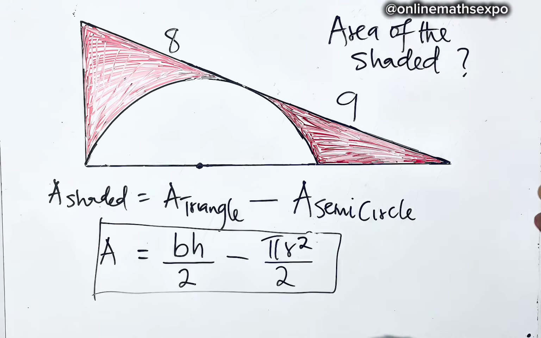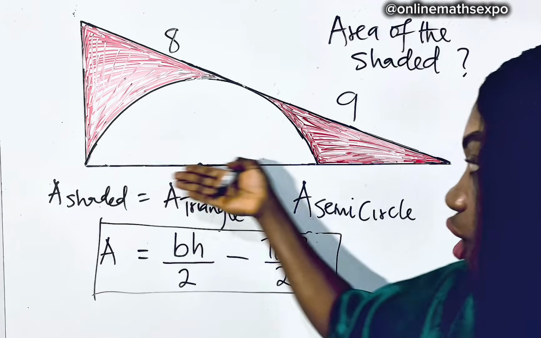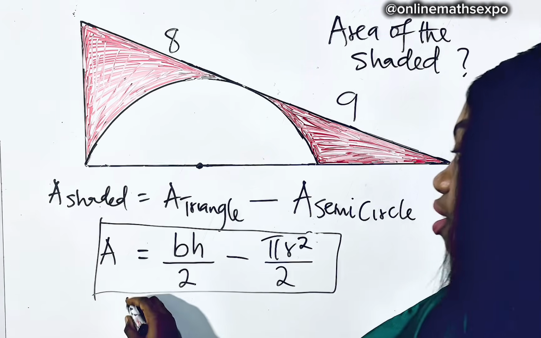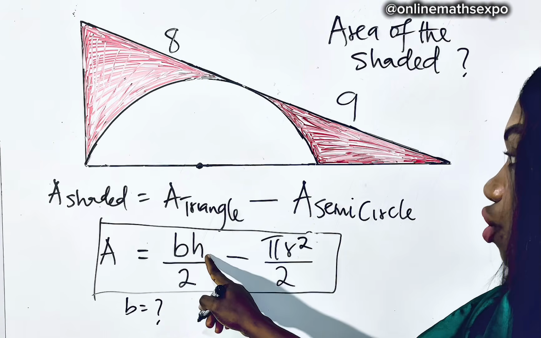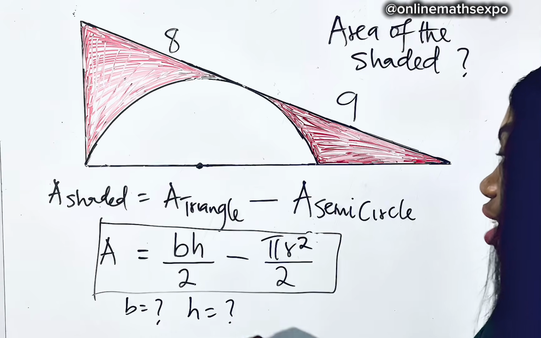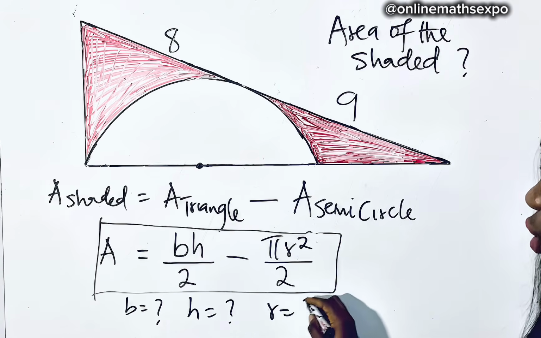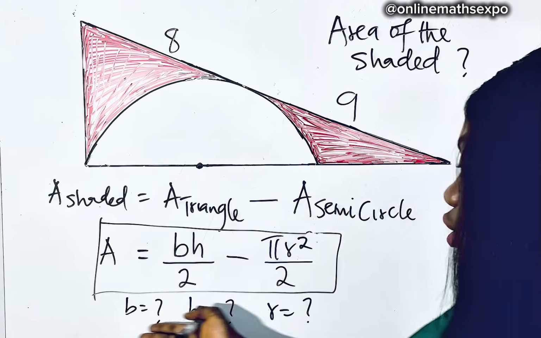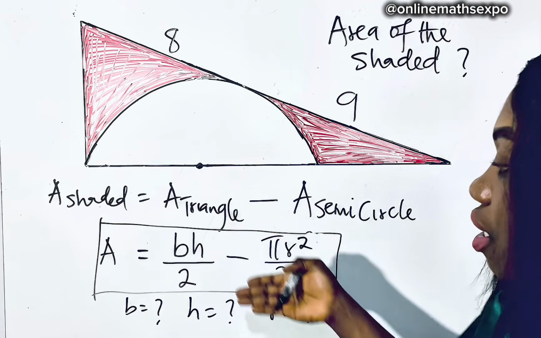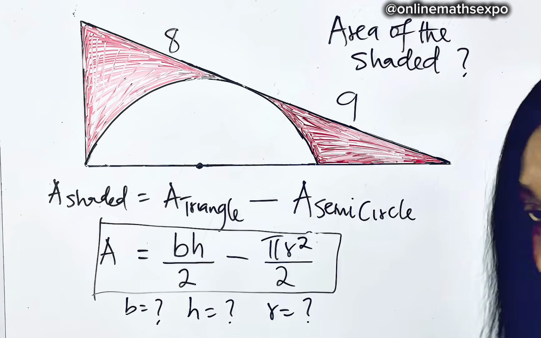Now the question is, do we know the base of this right triangle? This is the base of the right triangle. Do we know from here to here? No, we don't know the base. Do we know the height of the triangle? From here to here is the height. We still don't know the height. And do we know the radius of this semicircle? We don't know the radius. So the question is, how do we find these 3 letters? If we can find them, then we can easily plug them in and get this area. Let's do it step by step.